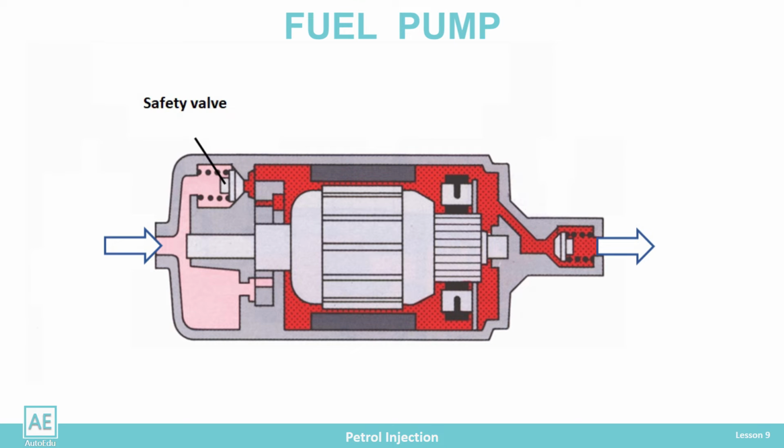There is a safety valve on the pump impeller that opens when there is a blockage in the fuel supply. To avoid bursting the supply hose and spilling fuel due to excessive pressure, a safety valve relieves the pressure by returning fuel to the tank. The valve opens at 7 bar.